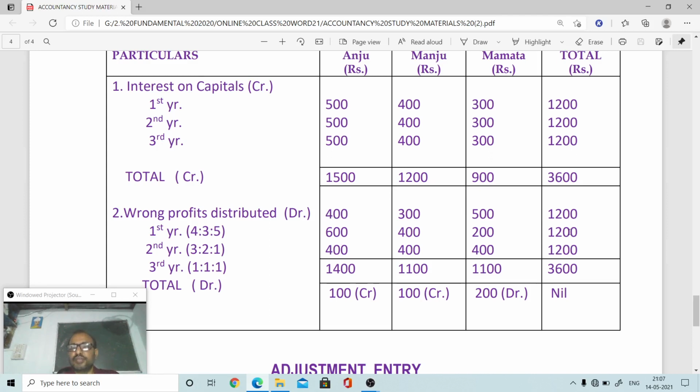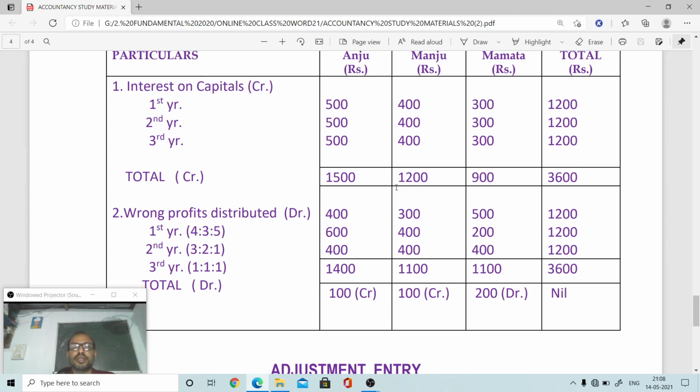Now 2005 has the same amount of profit, 1200, but the ratio is different, 3:1. If you calculate 1200 in that ratio, it comes to 600, 400, 200. Third year, the last year, the ratio is equal. So 1200 divided by 3 is 400, 400, 400. So this is the amount of wrong profit, which should be debited against their capital. Either they will return this fund or their capital will be decreased. So the net amount, this should be debited: 400 plus 600 plus 400 is 1400. Second partner 1100, third partner also 1100.